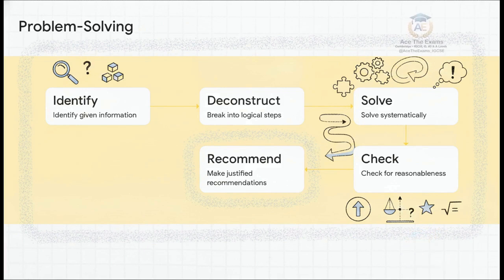Look at how beautifully this expands on our previous pipeline. You always start by identifying the given information and deconstructing the complex problem into smaller logical steps. Remember, for multi-part complex number questions, Part A almost always feeds directly into Part B. Next, you solve systematically. But the real magic? That happens at steps 4 and 5. Checking for reasonability and making justified recommendations or conclusions based on hard evidence.